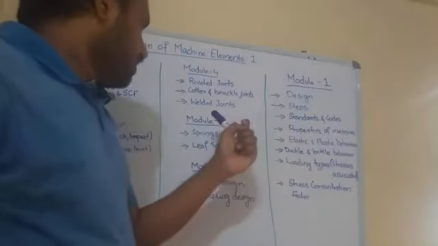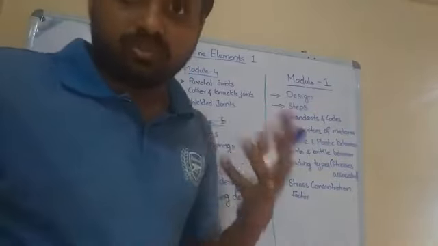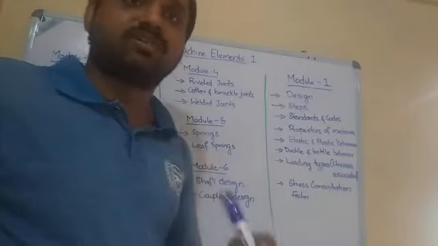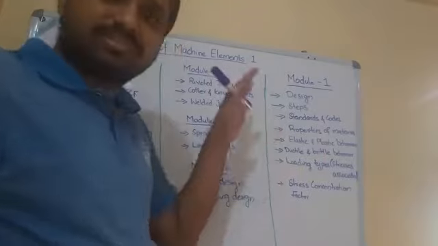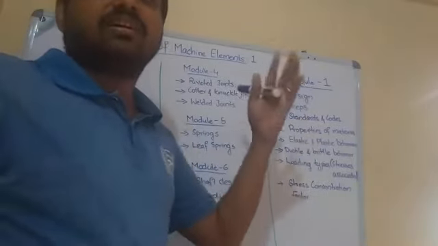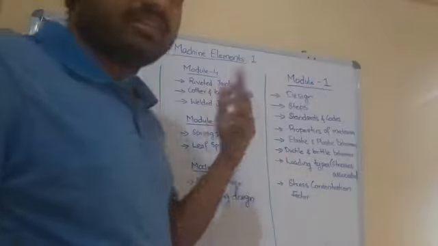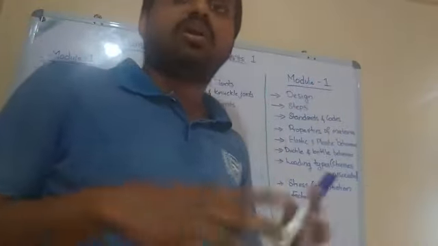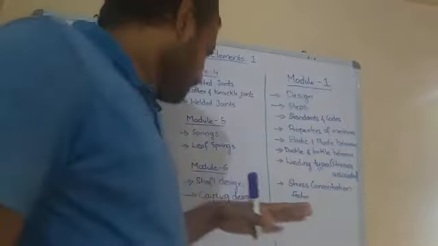Okay. The fifth module is about springs, leaf springs. There are many types of helical springs. Here also the same thing is happening. You need to find out the stresses arising in different modes of springs, different types of springs.